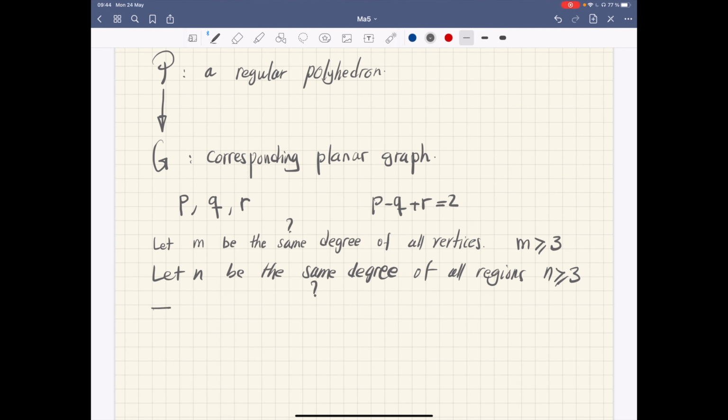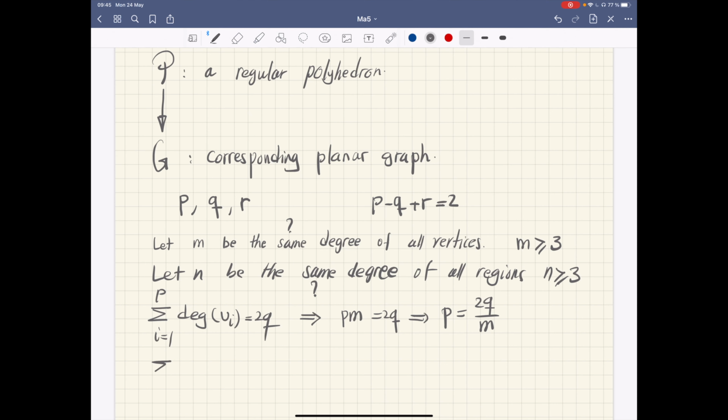Okay, so now it's very, very simple, by the way. The sum of the degrees of all the vertices, i goes from 1 to p, is equal to 2q. So what can I write for the left-hand side? Because the degree of all vertices is equal to m, the left-hand side becomes P times m equals 2q. And from here, you can get p is equal to 2q over m.